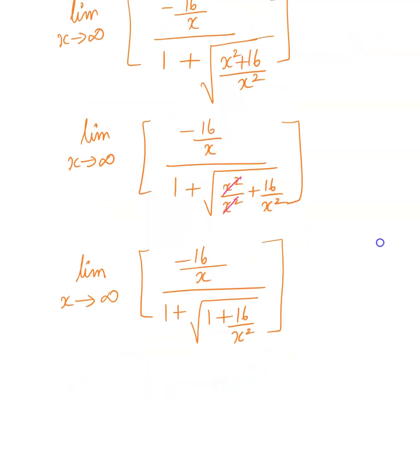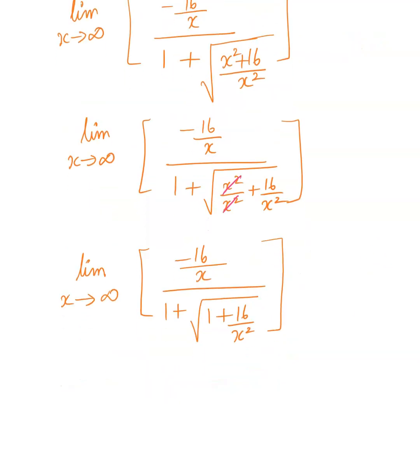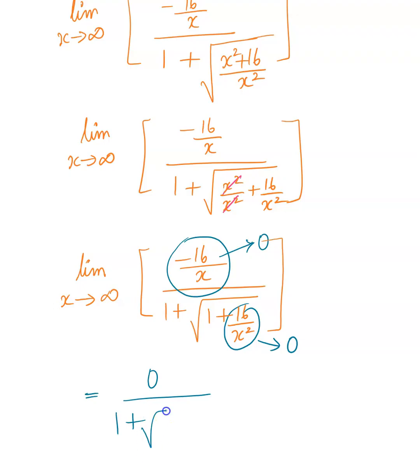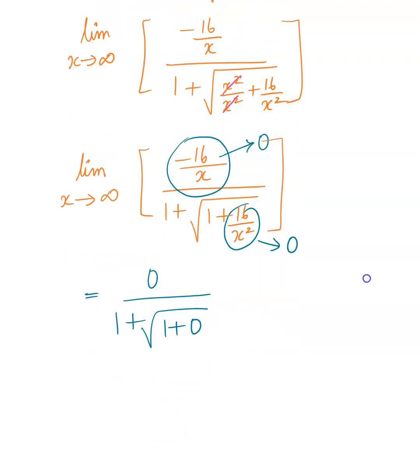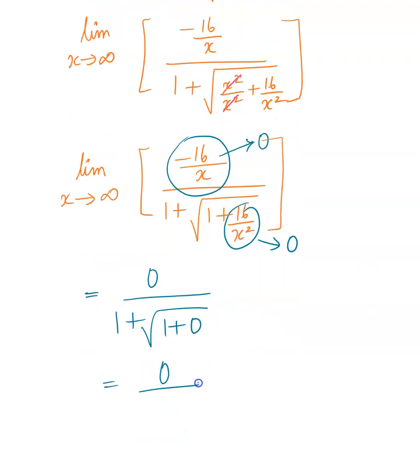Alright, now I'm going to apply the limit. When I apply the limit, this becomes 0, this becomes 0. So apply the limit, which can be seen in the next step. So that's going to be 0 over 1 plus square root of 1 plus 0, which is basically 0 over 1 plus 1, right? Square root of 1 is 1. So 0 over 2, which is 0. You can go down until you feel confident that the answer is 0.